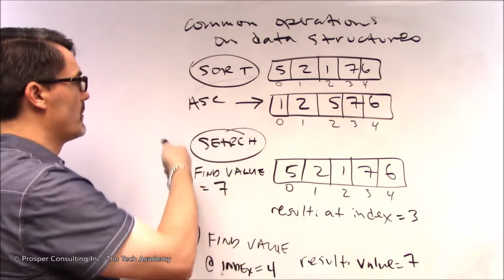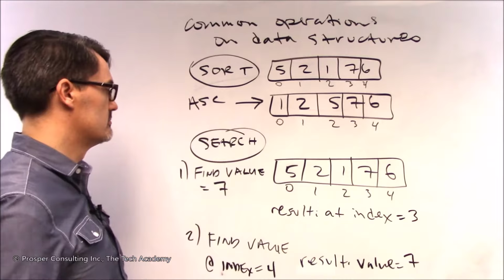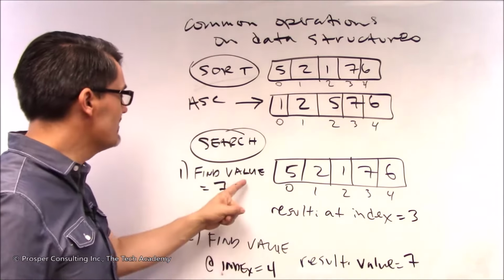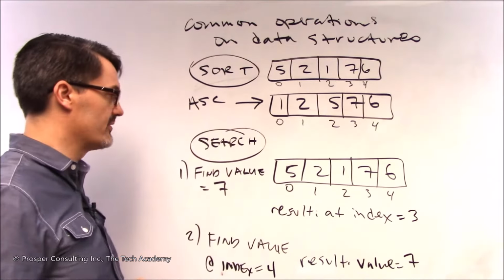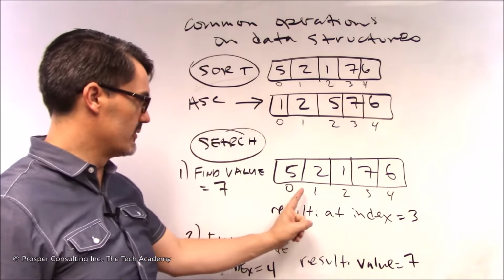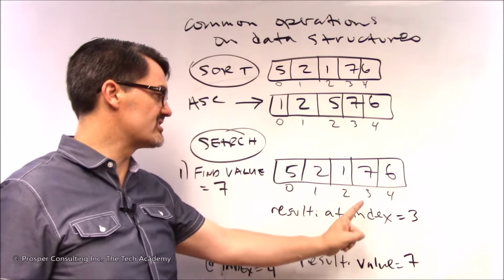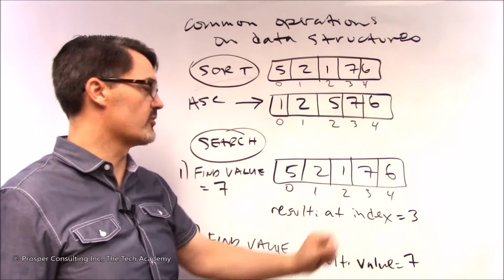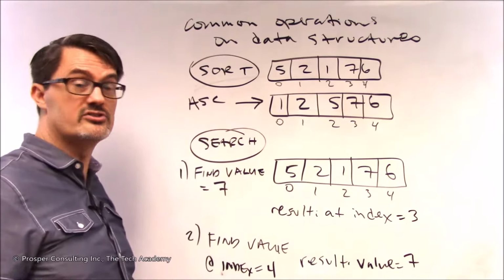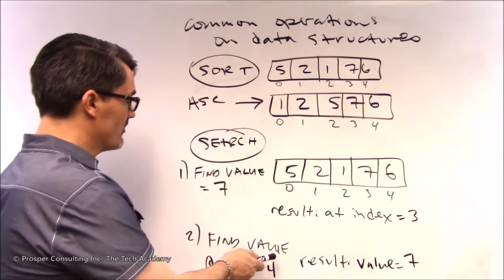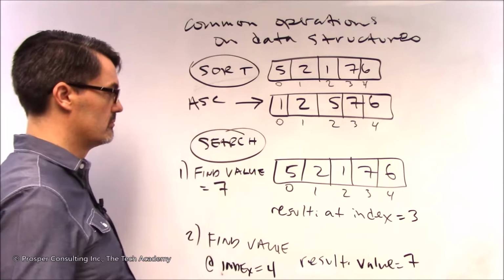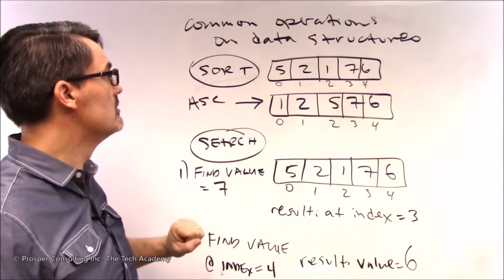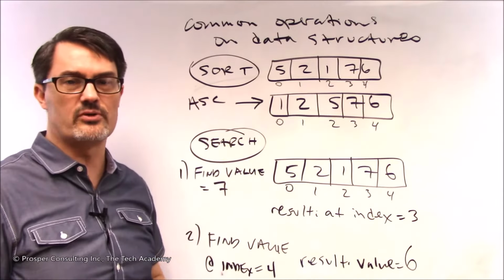Here's a second common operation on a data structure, a collection of data in a certain structure. Find where we have a value equal to 7. As you scan through here, you'll see we have a value of 7 at position or index number 3. The result is that value is at index of 3. You might also have a search that goes the other way. Find the value that is at index number 4. The result is 6. So those are two common operations applied to data structures.